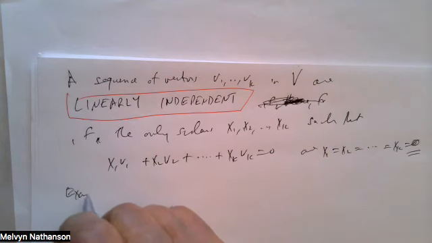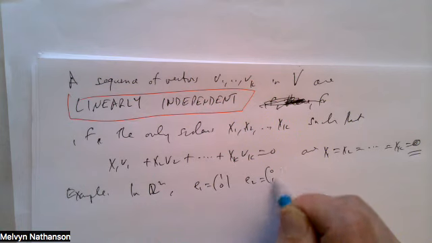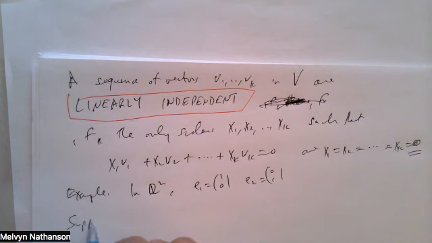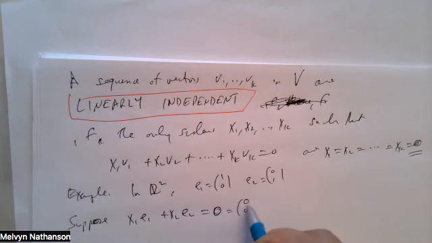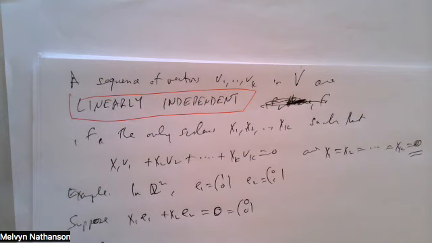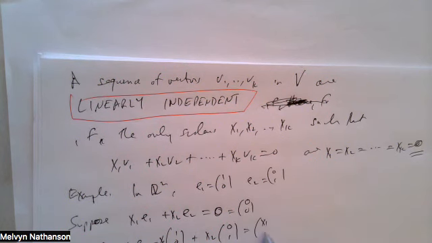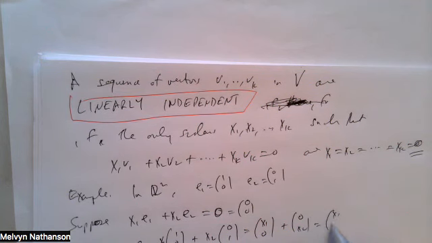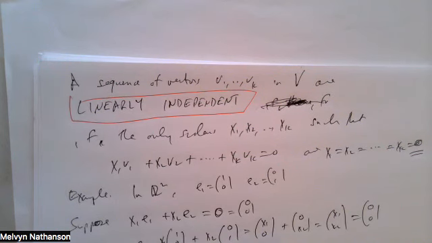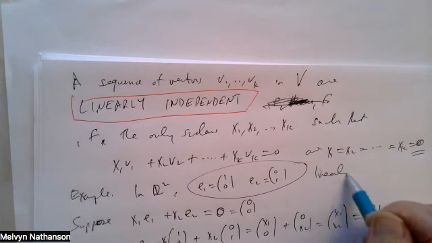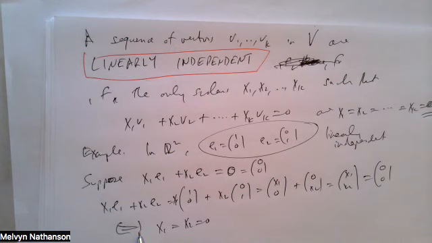So for example, in R2, if I take the vector e1 to be (1, 0), and e2 to be (0, 1), suppose for some scalars, x1 e1 plus x2 e2 is the 0 vector, which is (0, 0). What does that mean? x1 e1 plus x2 e2 is x1 times the vector (1, 0) plus x2 times the vector (0, 1). That's (x1, 0) plus (0, x2). That's (x1, x2). And if that is equal to (0, 0), that only can happen if x1 and x2 are both 0. So these vectors are linearly independent. The only linear combination of those vectors that's equal to 0 is the trivial one.